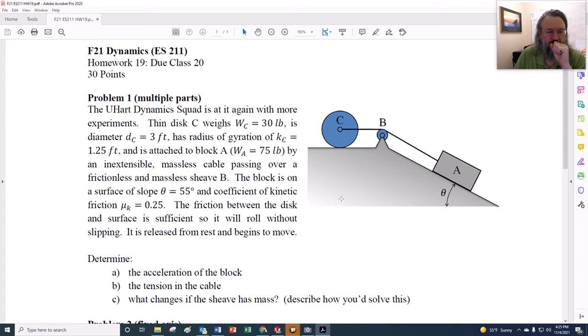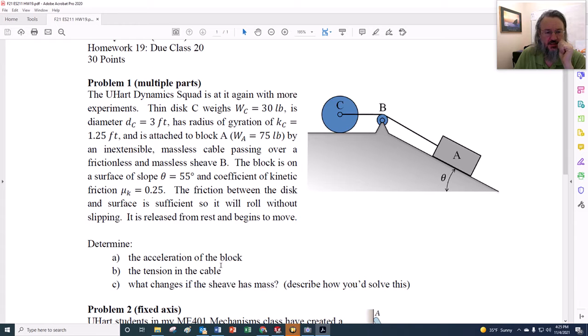And it's got a coefficient of kinetic friction of 0.25, and the friction is enough here so that this thing doesn't slip or spin. It's got enough friction so this is going to roll, and it's released from rest. So we want to find the acceleration of the block, the tension in the cable, and then I ask what changes if the sheave has mass, and I want you to answer that.